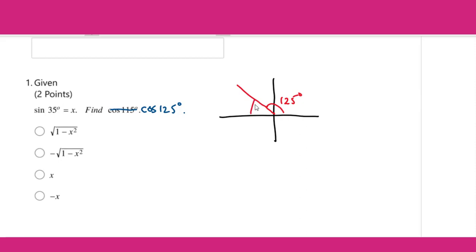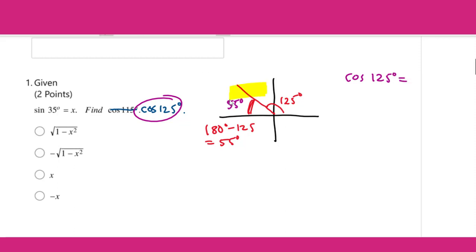125 degrees. So we need to find this angle: 180 minus 125 is equal to 55. Here is 55 degrees. So cos 125 is equal to, this one is in quadrant 2. So for quadrant 2, cos is negative, so negative cos 55. You try to find the value for cos 55 using the triangle.